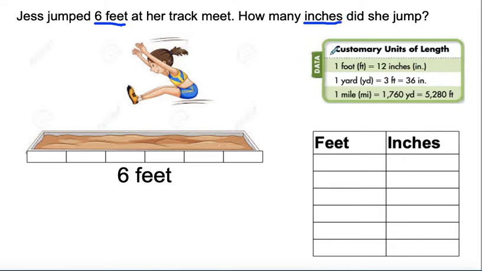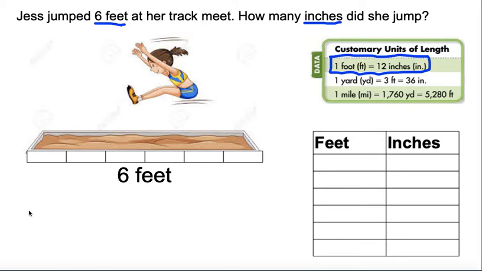I also see some information over here. This is a data table. So I want to look and see what information from the data table is going to be useful for this question. Well, the question is asking about feet, so I see 1 foot over here, and then it says equals 12 inches. Well, that's good because inches is the other unit that we're looking into. So I'm going to make a box around that piece of information because that's what we're going to need from this data table.